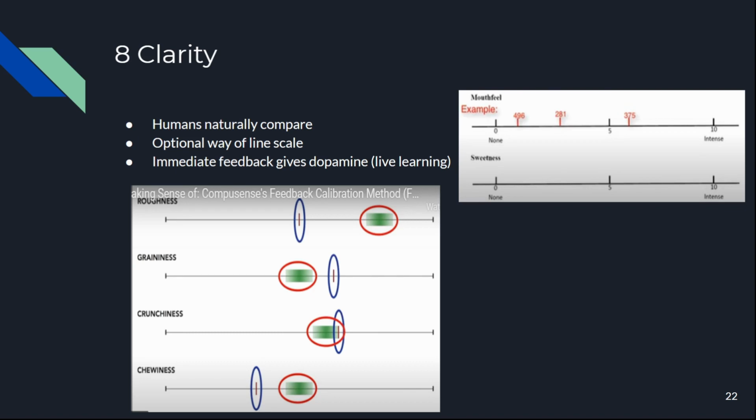Humans do naturally compare things. In the example video provided in class, we saw a line scale where all the samples were placed on the same line for that attribute. This may cause bias, but it clearly shows an obvious difference in products, which is the goal. CompuSense says that immediate feedback releases dopamine, which makes calibrating much quicker. This can also be said for learning in person or real-time lesson.